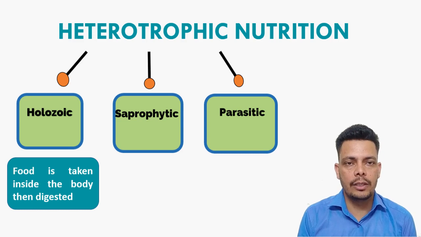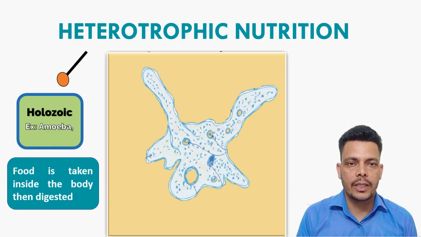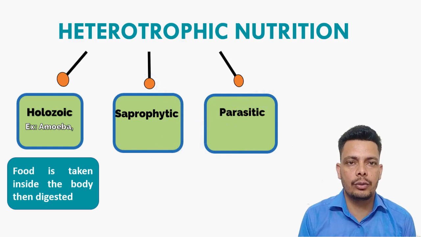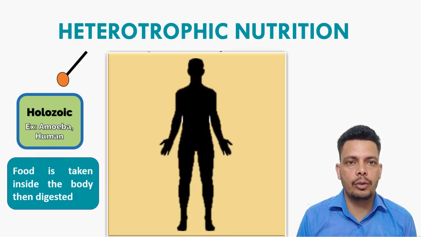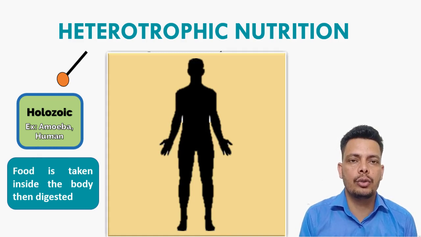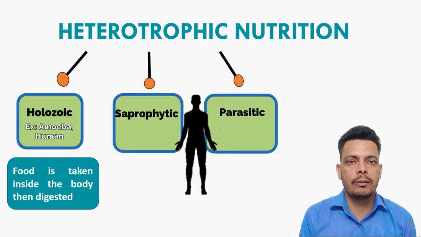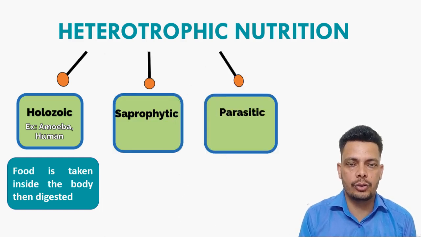They may be unicellular, they may be multicellular. If you talk about amoeba, it is a unicellular organism. It takes the food in the cell, then digests it. If you talk about multicellular, as we humans are, we also take the food inside the body, then digest it. So this mode of nutrition is known as holozoic mode of nutrition, when you take the food inside the body and digest it. So examples will be amoeba and humans.